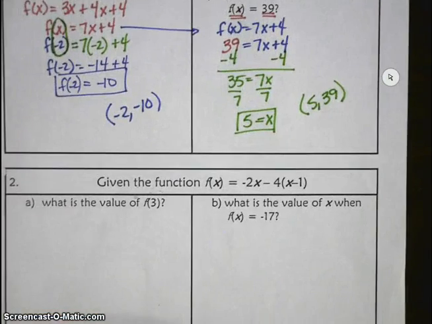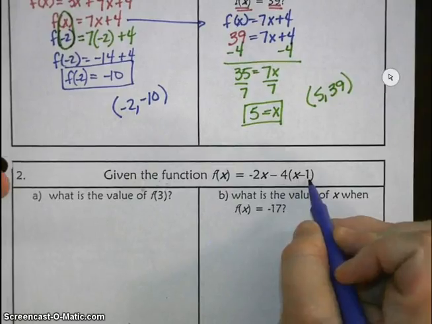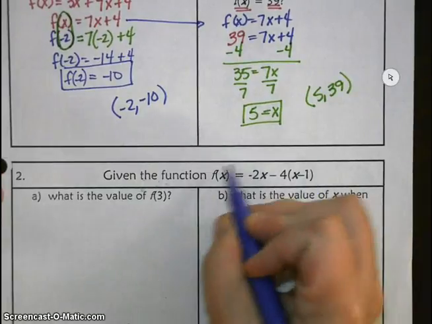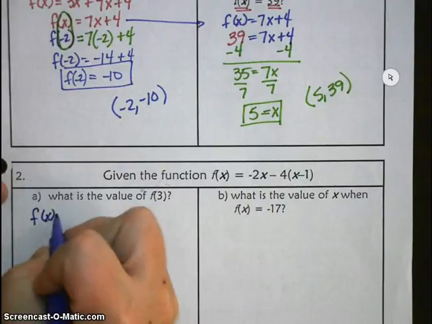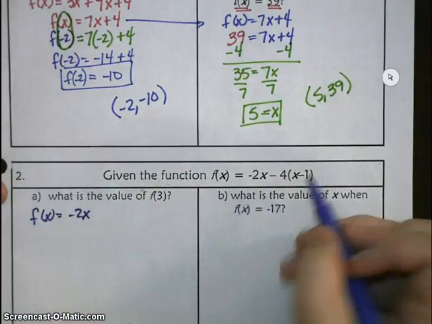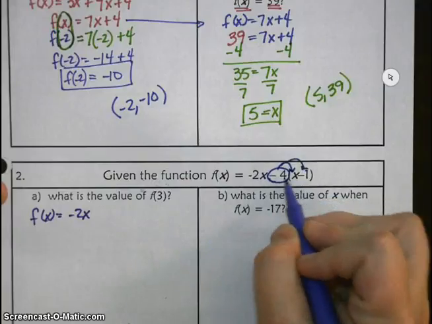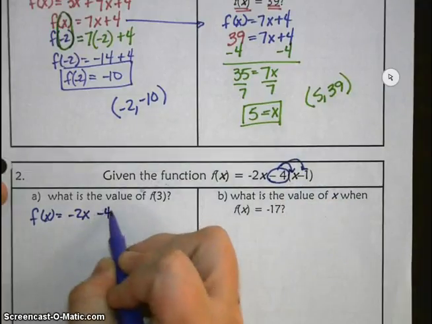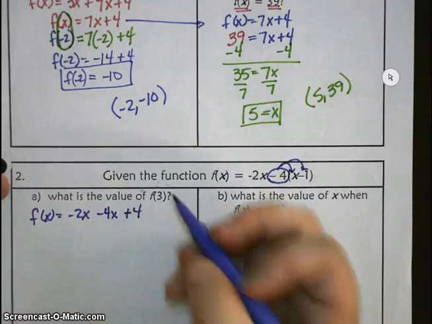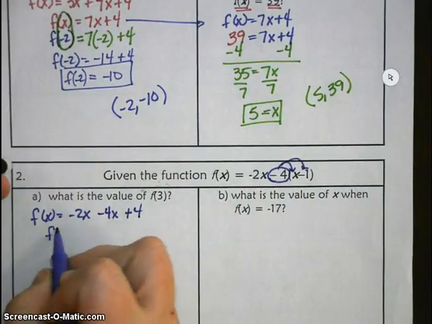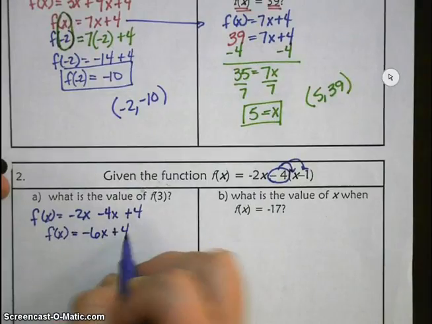Down here, another example. f of x equals negative 2x minus 4 times x minus 1. Again, first thing I'm going to do is take this and clean it up. So I'm going to write f of x equals negative 2x. Then I'm going to distribute. This negative 4 goes here and here. So that gives me a negative 4x, and a negative 4 times a negative 1 is a positive 4. Cleaning it up further, I get f of x equals negative 6x plus 4.